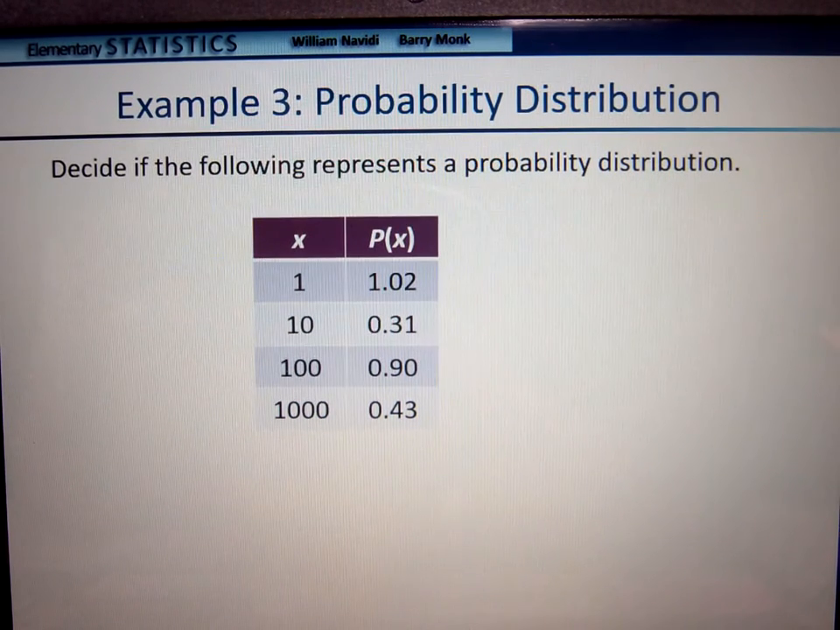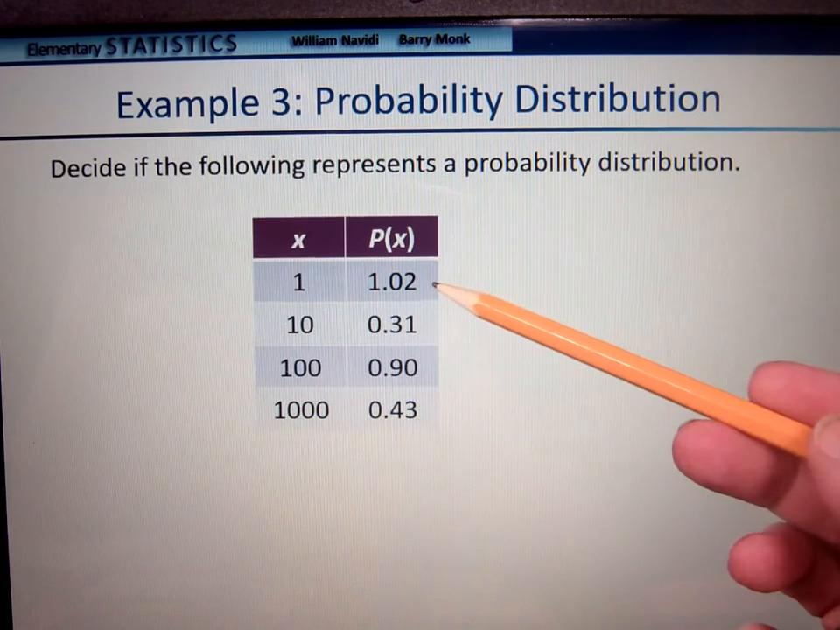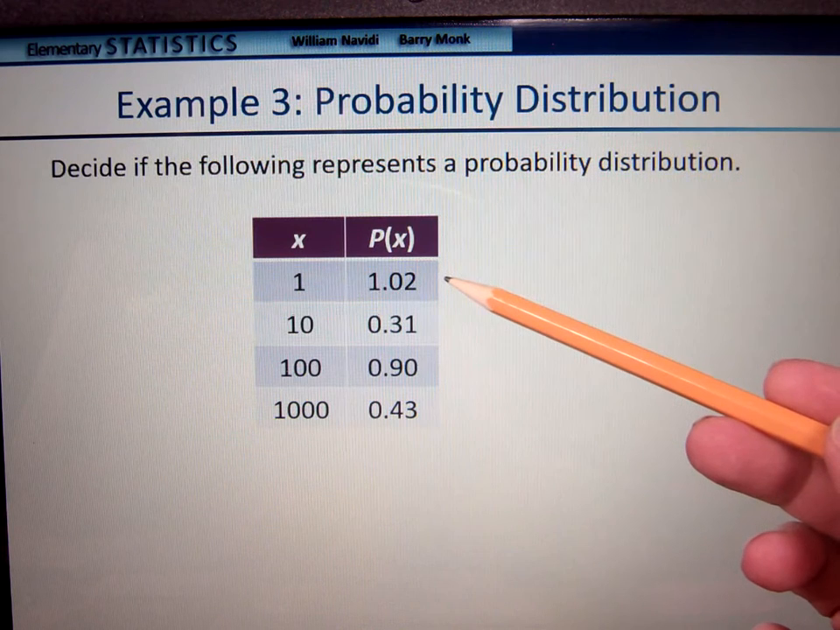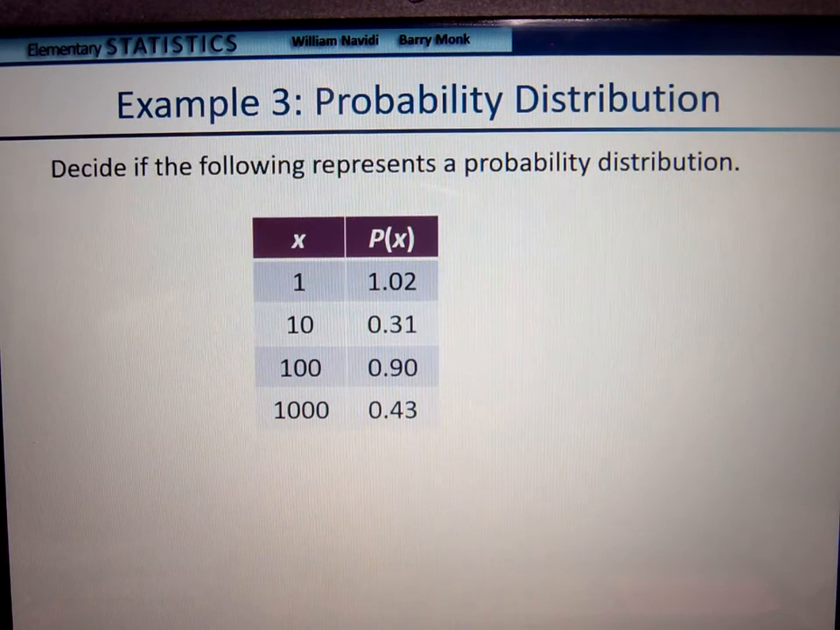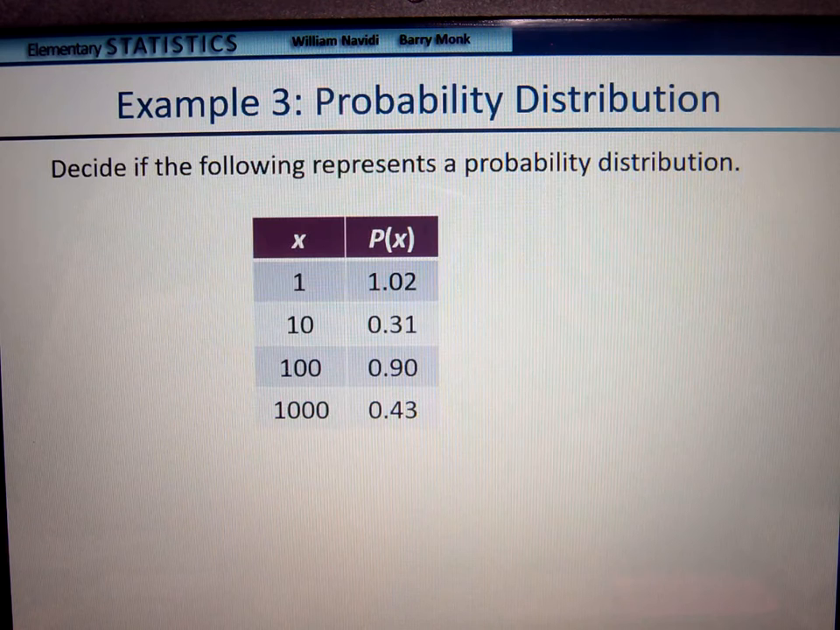Right away, when I see this 1.02, I know this cannot be a correct probability model because it has a probability on there that is bigger than 1. So it can't have a probability that's bigger than 1, and certainly it's not going to add up to 1 if one of the probabilities is bigger than 1.